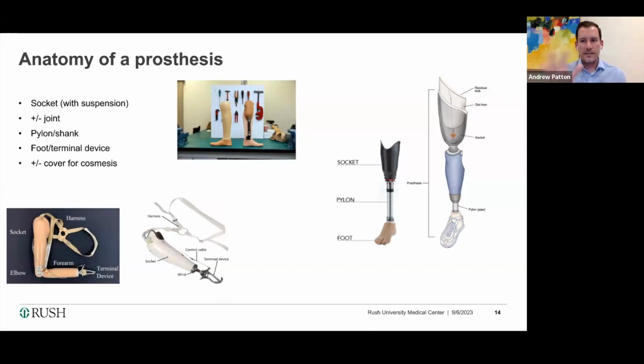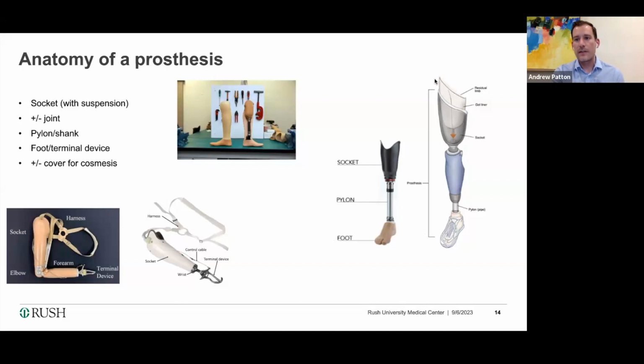So all prosthetics will have some sort of socket, and that includes the suspension. If we stick with lower extremity first, and we'll move over to the other side of the screen and look at upper, the socket is this piece here. So the whole black piece in this case, and then this dark gray one here. That's the interface between the actual limb and the prosthesis itself. And part of the socket includes the suspension.